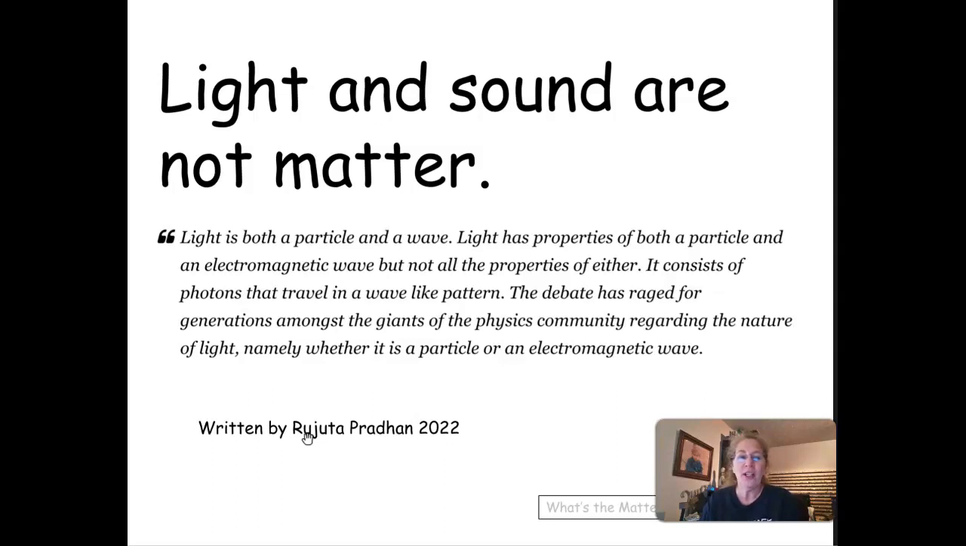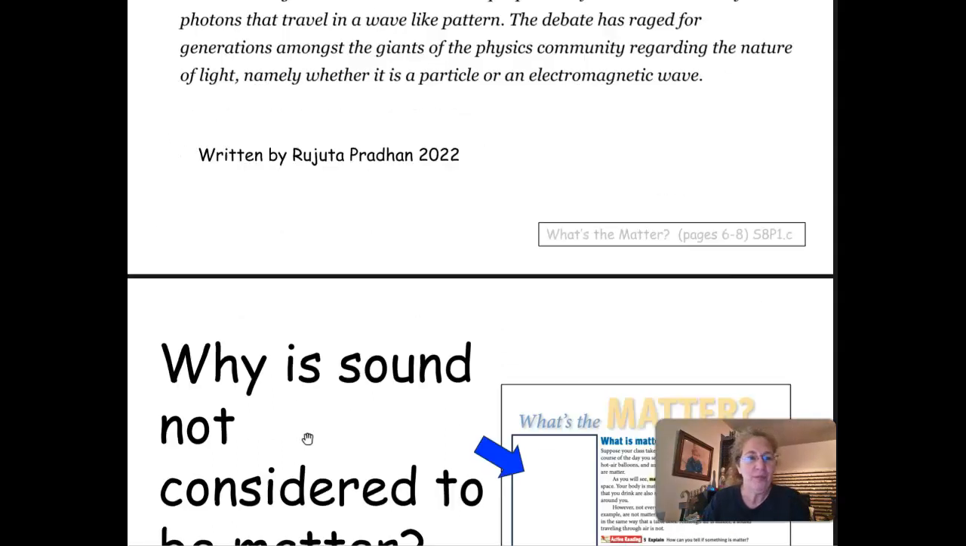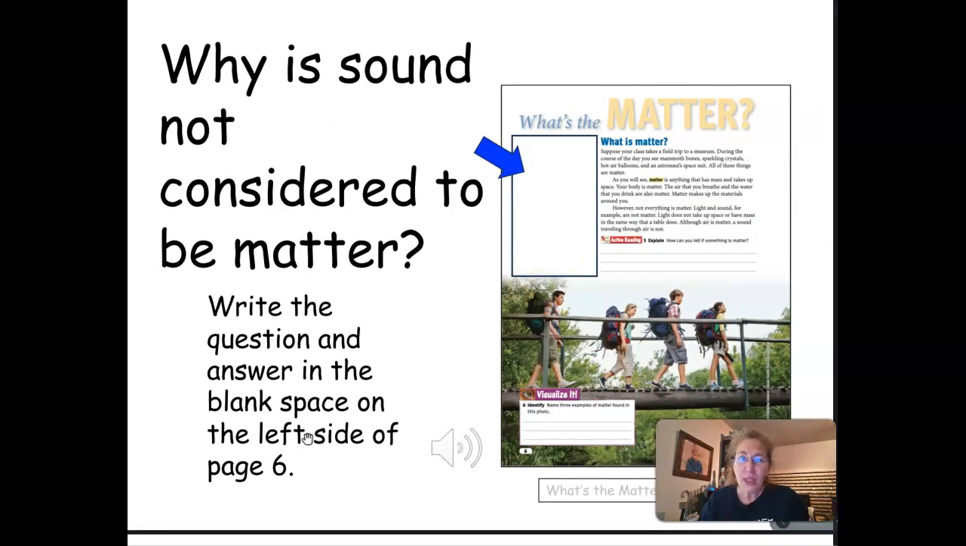It consists of photons that travel in a wave-like pattern. The debate has raged for generations amongst the giants of the physics community regarding the nature of light, namely whether it is a particle or an electromagnetic wave. So think about what you know about sound and then answer the question, why is sound not considered to be matter? You have the space on page 6. Write the question and then write your answer.